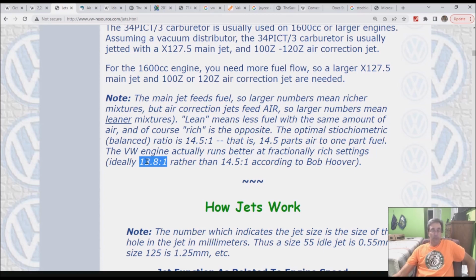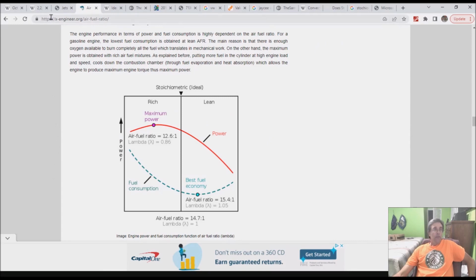So let's continue. This particular thing is xengineer.org, and they've got an air-fuel ratio chart right up here, which is really nice. But I really like pictures. It's nice to look at a picture. Maximum power happens over here at an air-fuel ratio of 12.6. Roughly, not sure what it is for a VW, but it's going to be in that vicinity. And air-fuel ratio for fuel economy is going to be down here in the 15.4 to 1 range. And like I said, we're going to take a look at what those fuel injection guys are going to tell us.